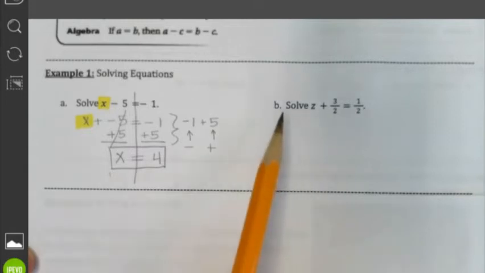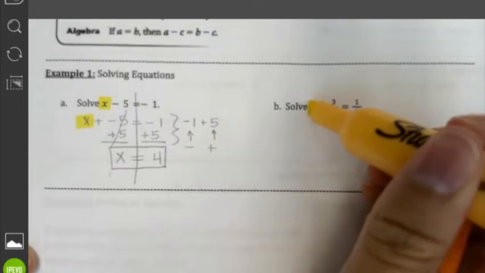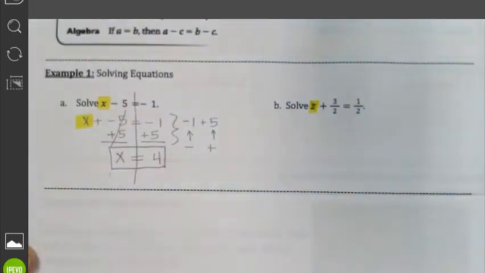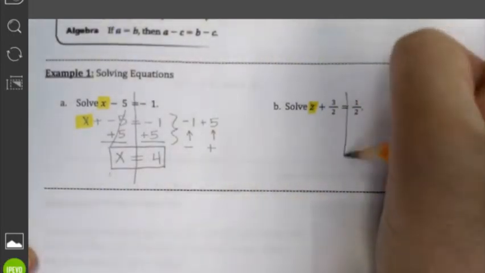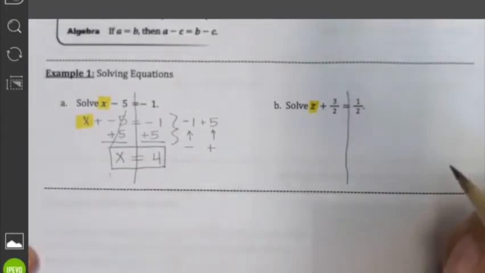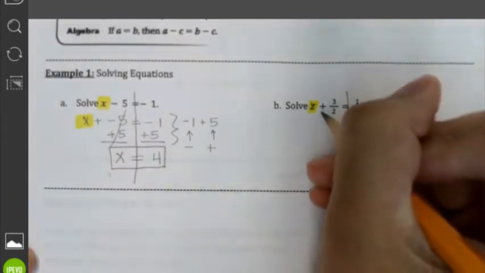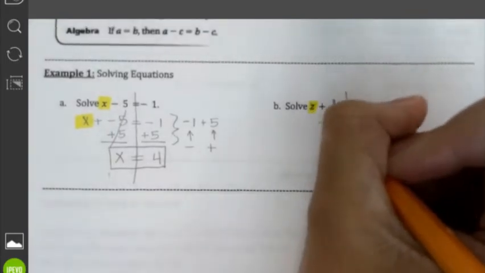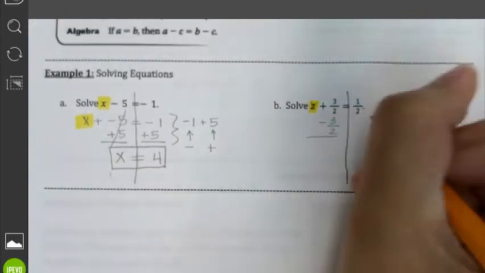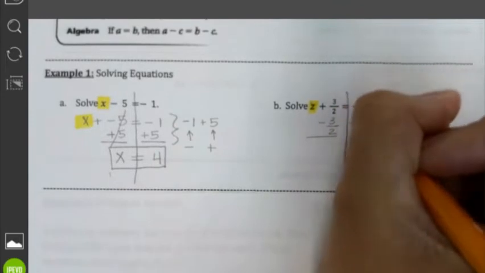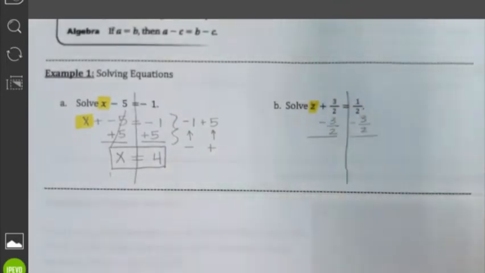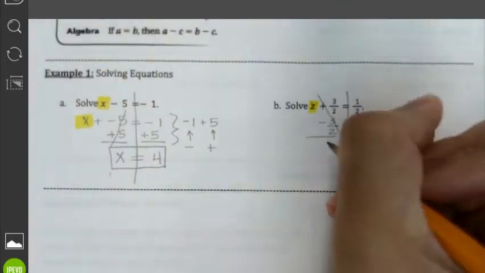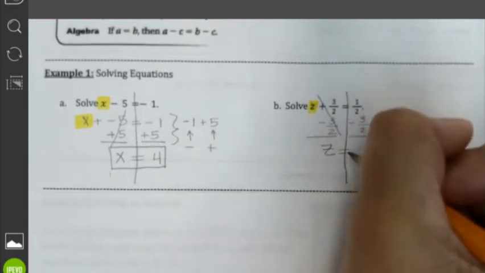Okay, moving on to part B. Again, I'm going to highlight my variable to show that I need to isolate it and to remind myself that I need to isolate it. And I draw my line. I want to get positive 3/2 to go away, so I am going to subtract 3/2. What I do to one side, I do to the other side. These cancel. That leaves me with z equals.